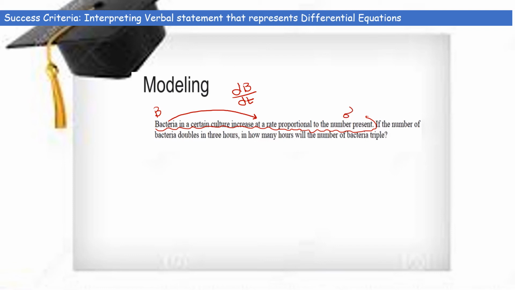Proportional to the number present, which number? Of course, the number of bacteria they are talking about. It is proportional, they didn't say inversely, so obviously it is directly. So K times B. Why do I write dB by dt here? Because if the number of bacteria doubles in 3 hours, it means the number of bacteria depends on time. So the rate of change of bacteria depends on time. That's why I showed it as dB over dt.